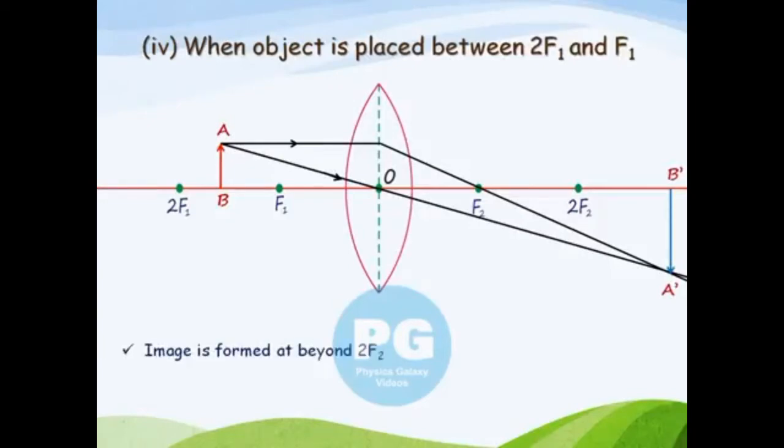The image is formed beyond 2F2. It is a real and inverted image. And it is magnified, that is, larger than the object.